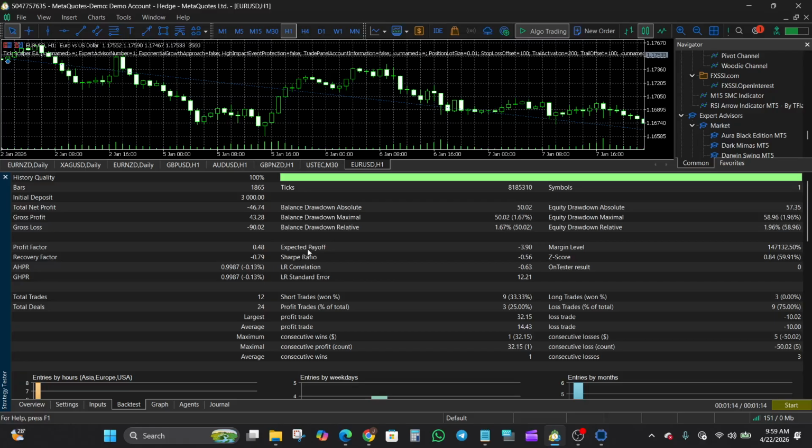Depending on your settings, especially lot size and risk parameters, these results can vary quite a bit. So if you increase your risk, you might see faster growth, but also higher drawdown. If you reduce your risk, things may look more stable, but with slower progression. Now, this is where optimization comes in. You can adjust the settings based on your own risk tolerance and trading goals.